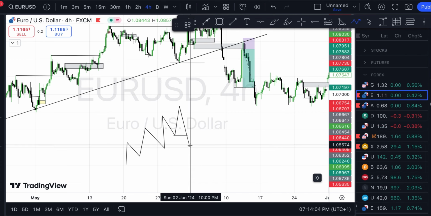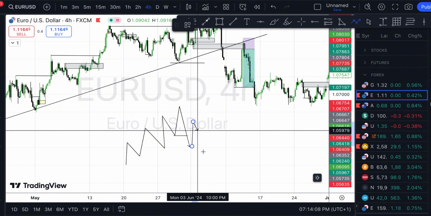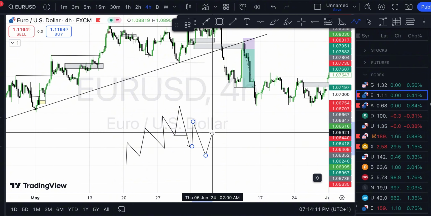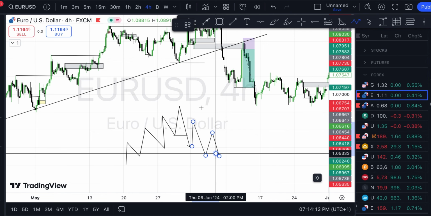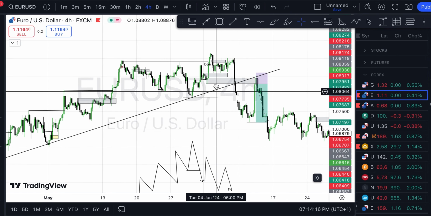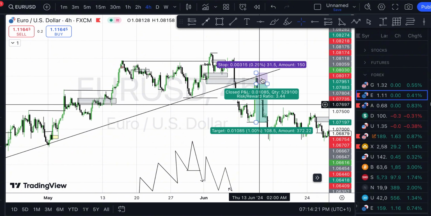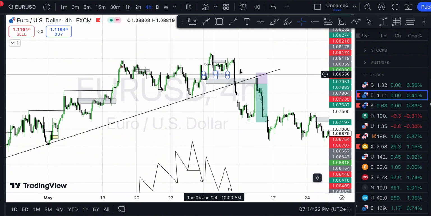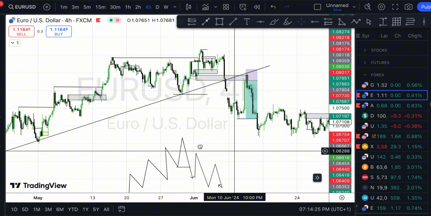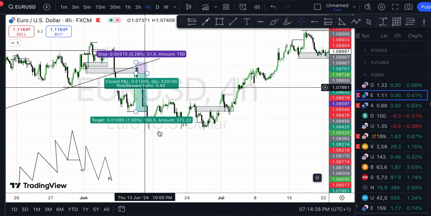But like I said before, price will retrace somewhere around here and then boom, start selling. That is almost the same thing that happened here. Price did a market structure shift. It broke this low here and price retraced back to a premium level and then started selling. So it sold.